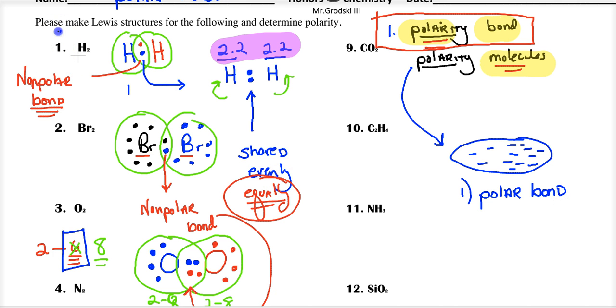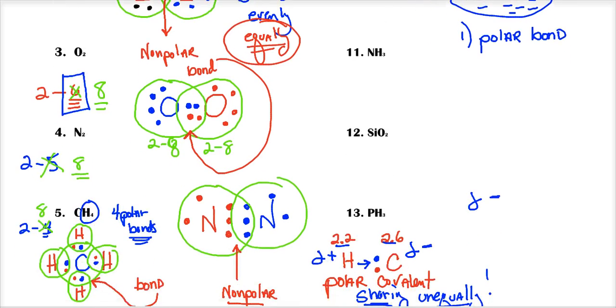Check out number 1, H2. It only has a nonpolar bond. It has nothing else. So therefore, this molecule is nonpolar. It doesn't have any polar bonds, so this molecule has nonpolar bonds, and the molecule is nonpolar. Look at number 2. It has one bond. The bond is a nonpolar bond. It doesn't have any unequal distribution, so therefore this molecule is also a nonpolar molecule. And we could say the same for 3 and 4.